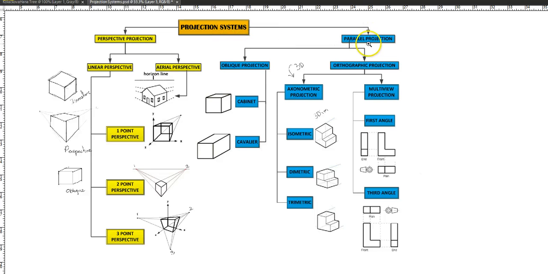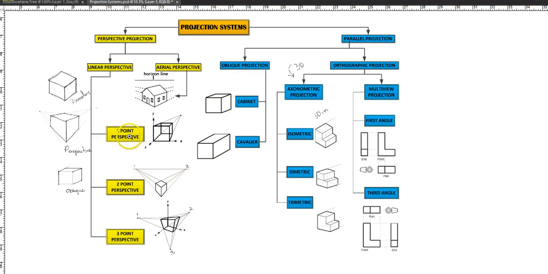We are going to cover parallel projections, orthographic projections, all multi-view projections, the first angle projection, third angle projection. We are going to have a chapter on axonometric projection where we learn how to draw isometric, dimetric, and trimetric. We are going to have a chapter on oblique projection where we understand what is cabinet projection and Cavalier projection and how to draw using these two different techniques. We'll have a chapter for perspective projection where we learn how to draw a house using a linear perspective as well as an aerial perspective.